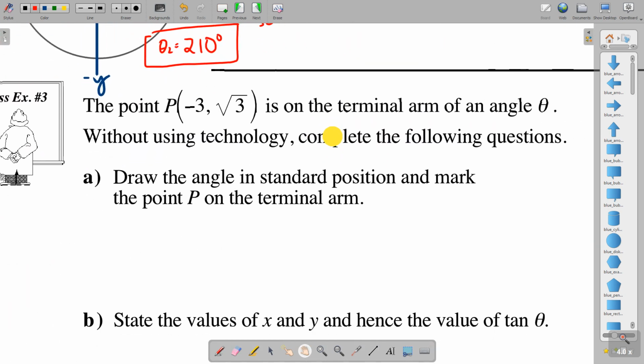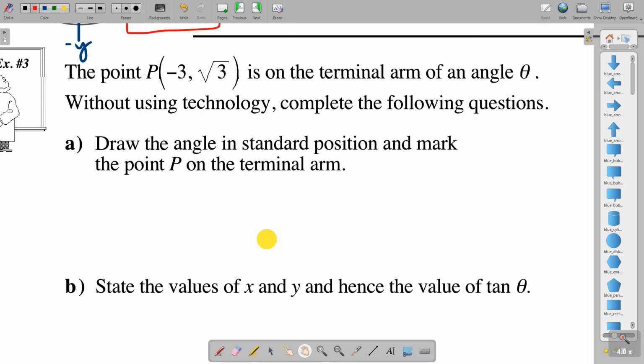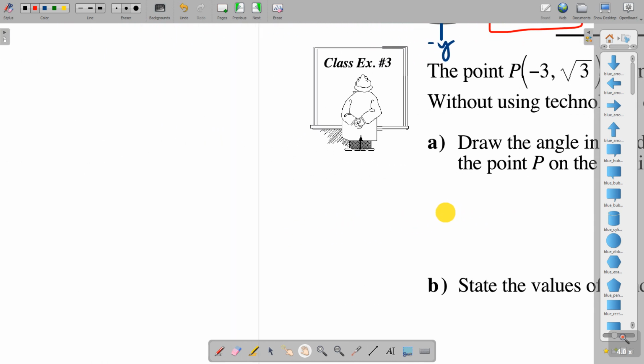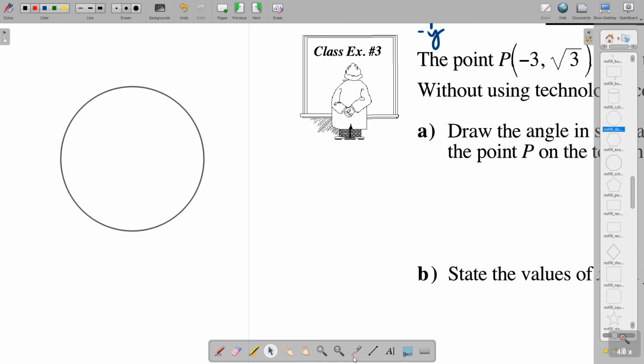Alrighty. So, next one. This is a unique situation. It says it's a point on the terminal arm, and we're supposed to figure out where it is without technology, and then find the value of x and y. Okay. All I need, ultimately, is just the information. This is pretty much what we've been doing all along anyways. So when you see a point value, your gut instinct is just to tackle it with a circle and a Cartesian plane.